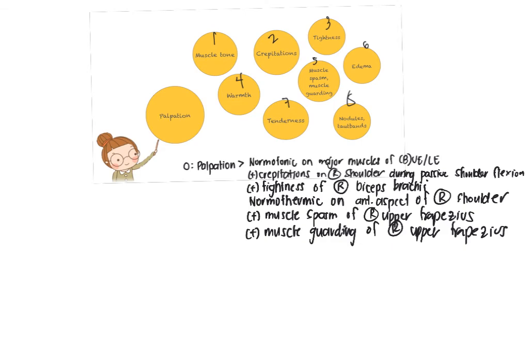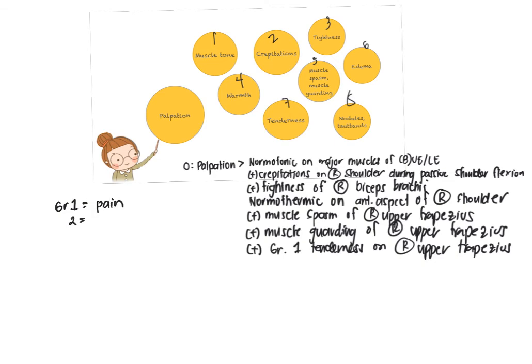Okay, what else? If you noted tenderness, so that is positive. You have gradings. Let's say grade 1 tenderness on right upper trapezius, for instance. When you say grade 1 tenderness, this is just pain. When you say grade 2, this is pain plus wincing. Okay, so may movement ng eyes. It's as if the patient is really in pain.